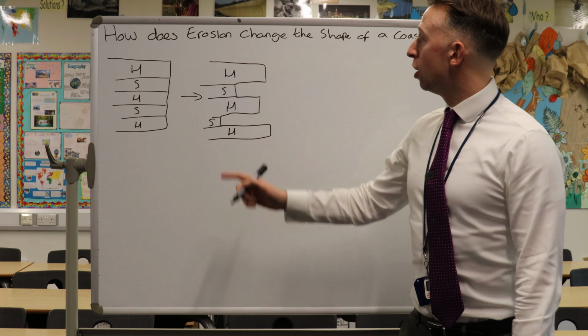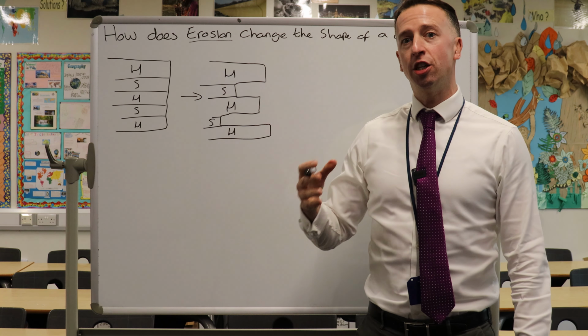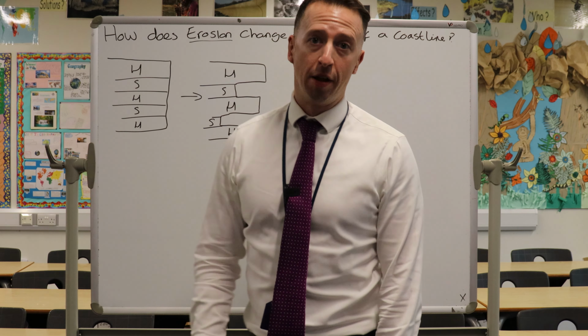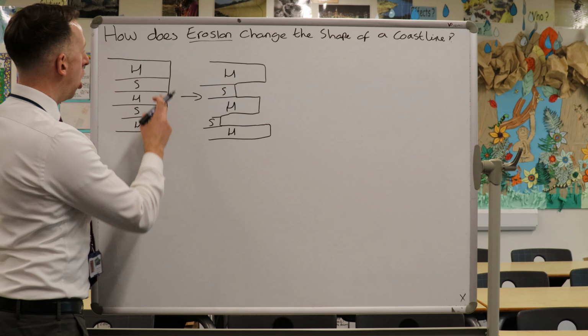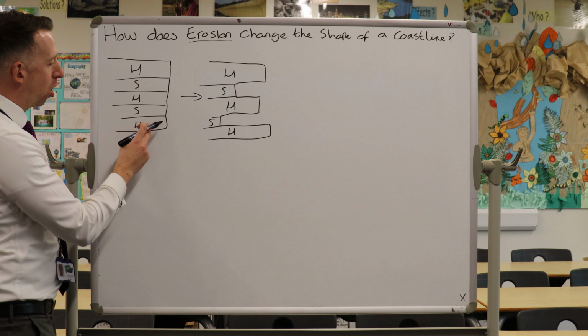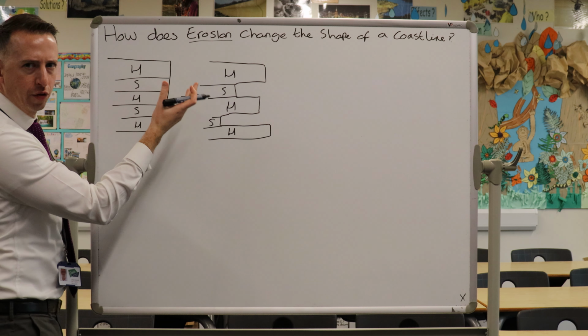Okay, so in this video we're going to look at how erosion can change the shape of a coastline. First things first, along the coastline there's different bands of rock. Hard rock, soft rock, hard rock, soft rock, hard rock. H for hard, S for soft, right?